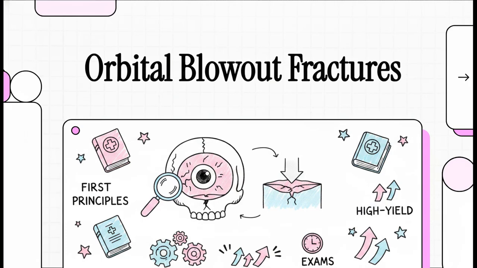Today, I'm stepping in as your personal medical tutor, and we are going to completely master the orbital blowout fracture. My goal here isn't just to hand you a boring list of facts to memorize. No way. We're going to build this whole topic from first principles. So by the end of this session, you'll deeply understand the anatomy, the clinical signs, and those really tricky high-yield exam traps. You're going to absolutely crush this topic on the wards, your MBS, and your USMLE Step 1 board exams. Let's get into it.